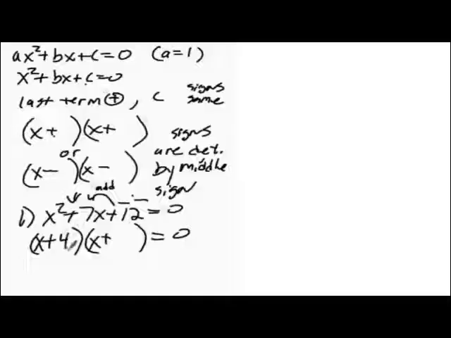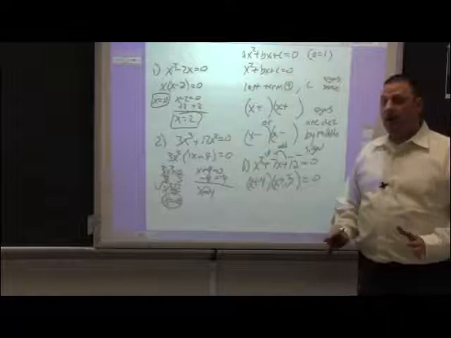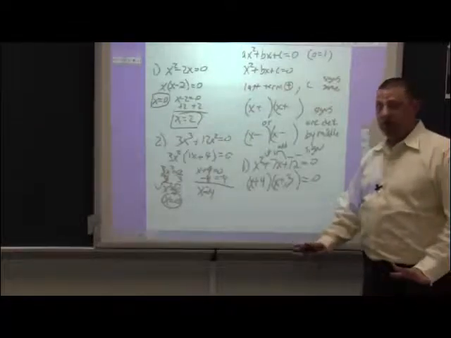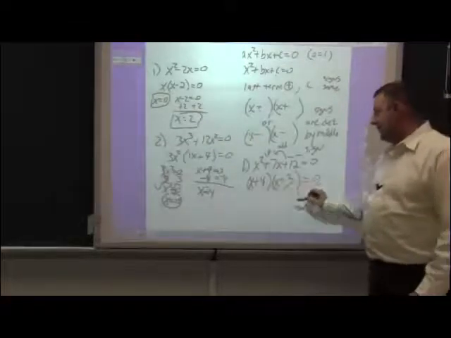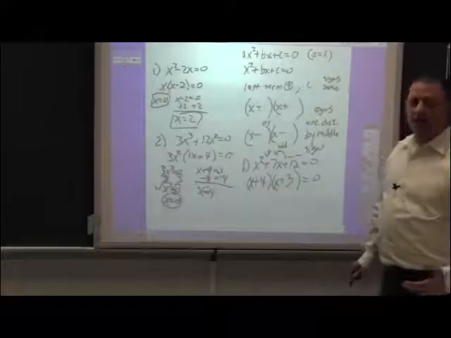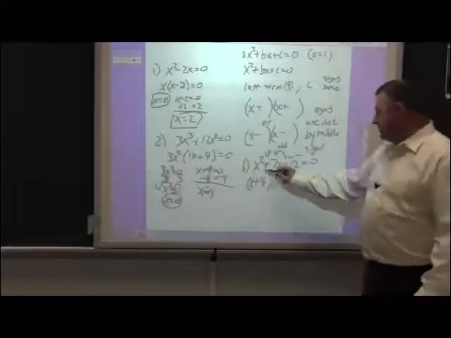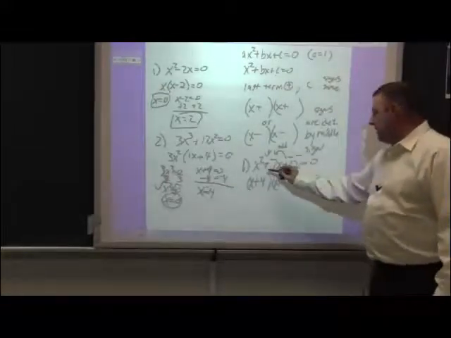So that's the numbers that go in the back. Does it matter where you put the 4 and 3? Not in this case. There will come a time that it will matter, but that's a totally different situation. So you could have had the 3 here and the 4 here. You're okay. And if you're not sure if you did it right, you can always FOIL it out, and you should get the original back.